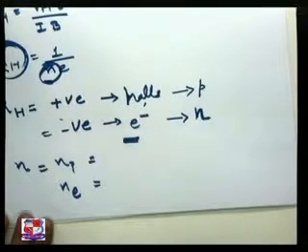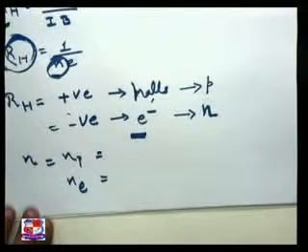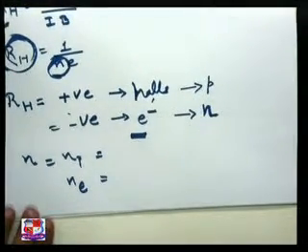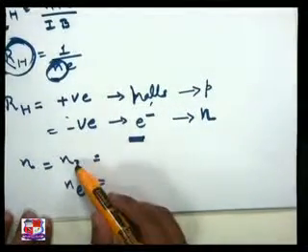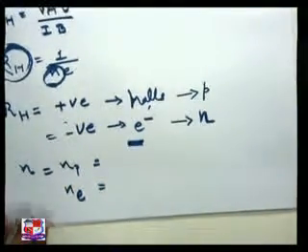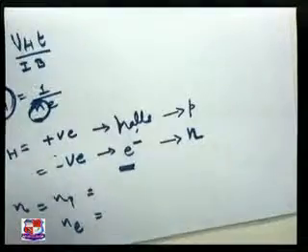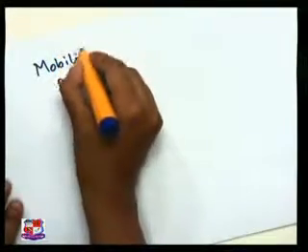The second application is the sign of the majority charge carrier. That's what I said, that if it is positive or negative, the holes and electrons can be distinguished. And the third one is that it can be used to find out the majority charge carrier concentration, NP or NE. And now we have the most important application, that is mu, the mobility of the charge carrier.